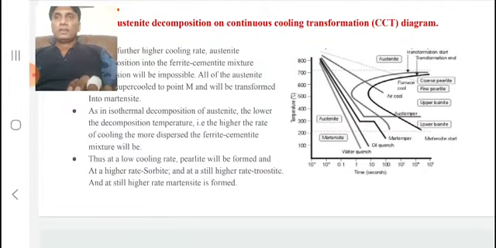Thus, at a low cooling rate, the decomposition temperature is high, that is, the higher the rate of cooling, the more dispersed the ferrite cementite mixture will be. So, at a low cooling rate, perlite will be formed, at a higher rate, sorbite, at a still higher rate, troostite, and at a still higher rate, martensite is formed.